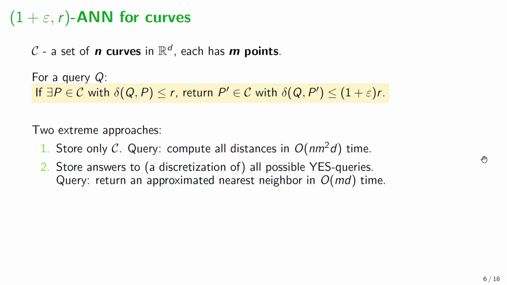The second one is to pre-compute and then store the answers to a discretization of all possible yes queries. And by yes queries, I mean that they have some input curve close enough to them. And the query algorithm just does a quick lookup to get the answer. But then obviously the space bound will be large. But how large will it be?